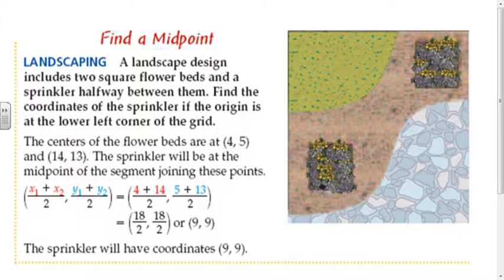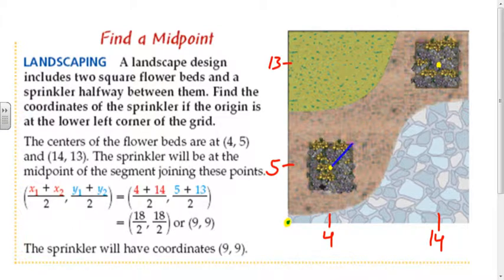So let's see how this works on a specific example. If we were landscaping and we have two square flower beds and a sprinkler halfway in between them, and we want to find the coordinates of the sprinkler if the origin is at the lower left-hand corner of the grid. So that would be right here. We'll put a green dot in the middle there so we see exactly where we're going. So that's our point 0, 0. The midpoint of our flower beds would look like that. One is found at 4, 5, and one is found at 14, 13.